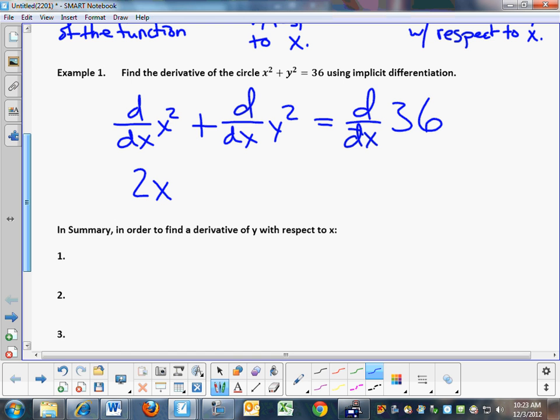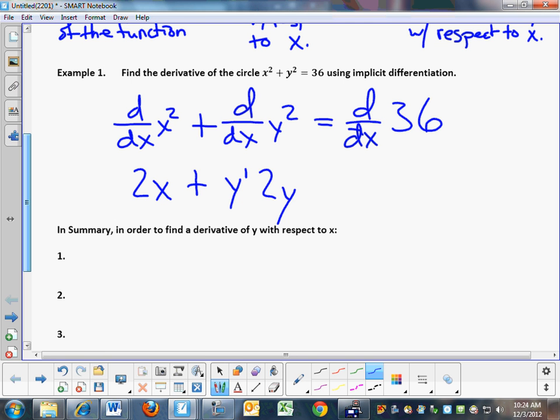The derivative of y squared is 2y prime. But since it was with respect to x, I have to attach a y prime. You could also write that as dy over dx. That's what it means. Y prime is dy over dx. The idea is that we're taking the derivative of something that was different than the variable that we're taking it with respect to. And anytime we do that, we have to attach a y prime.